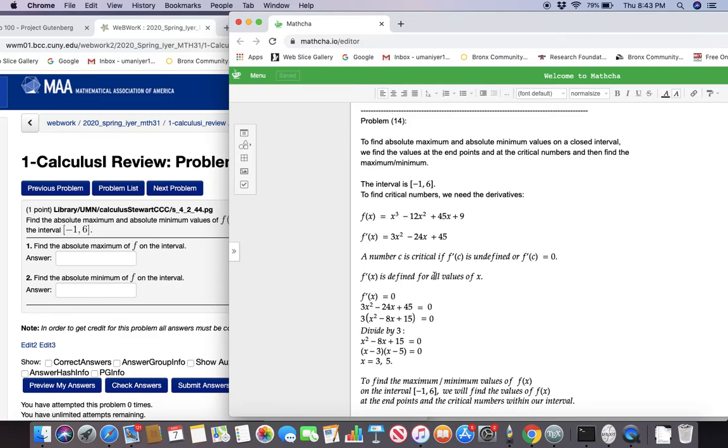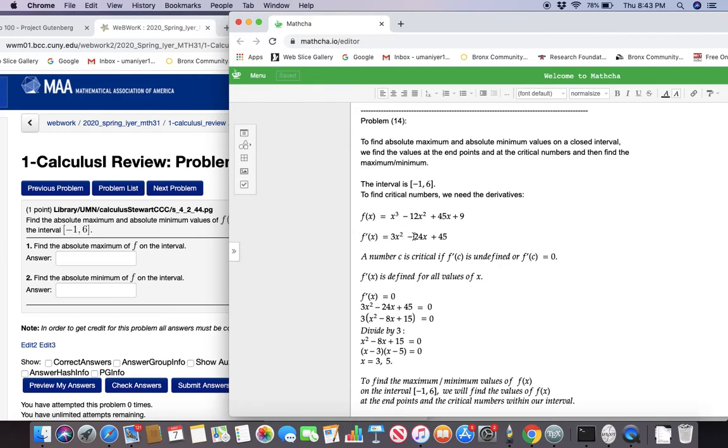whatever maximum or minimum we get among these values will be the absolute max and absolute min. What does that mean? Here is your example. This is my function. To find critical numbers, we first need the derivative, okay? So the derivative is 3x squared minus 24x plus 45. A number c is critical if the derivative is undefined or the derivative is 0.